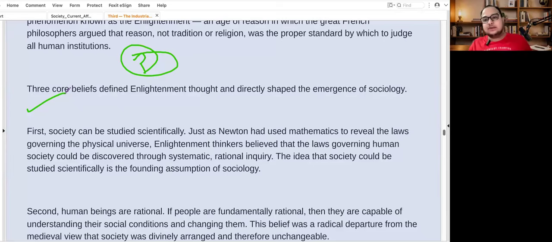And how can we prove it? Sociologists will collect data and then they will analyze the factors. And then they will give the theory. Like Emile Durkheim had given the theory of suicide.